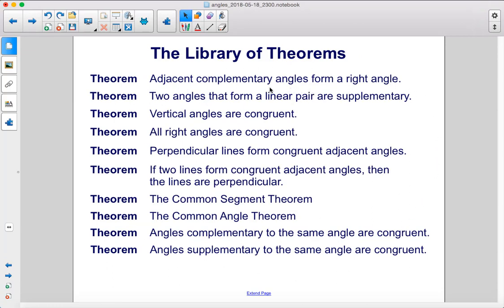Adjacent complementary angles form a right angle. Two angles that form a linear pair are supplementary. Vertical angles are congruent. All right angles are congruent. Perpendicular lines form congruent adjacent angles. If two lines form congruent adjacent angles, then the lines are perpendicular. The common segment theorem, the common angle theorem, angles complementary to the same angle are congruent. Angles supplementary to the same angle are congruent.